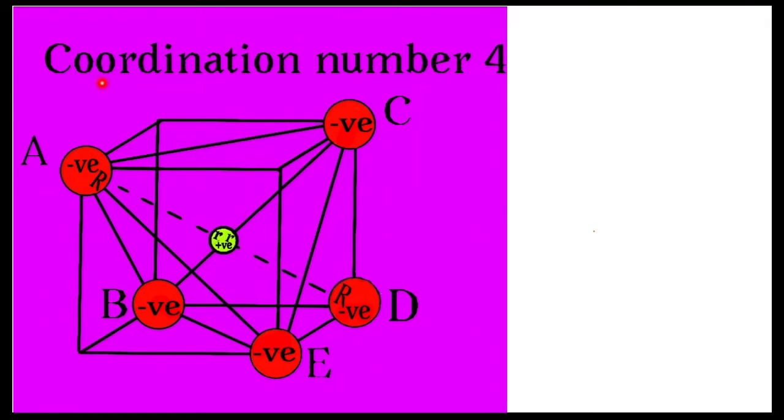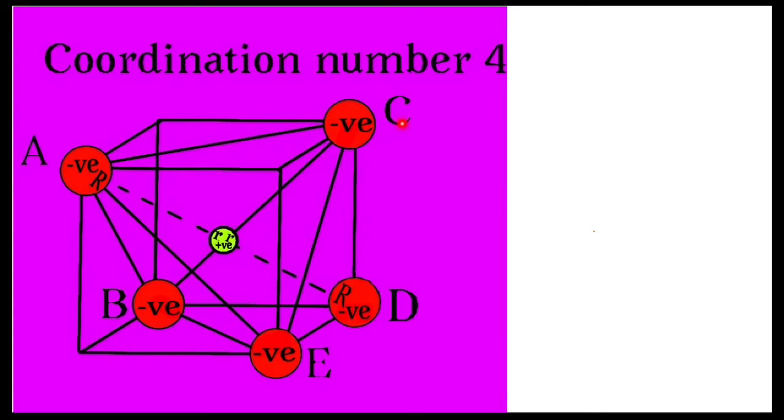We are going to discuss about coordination number 4. It means one cation is surrounded by 1, 2, 3, 4 anions. Now we are going to discuss about it. In this, we are going to specifically select A, C, D as a triangle.